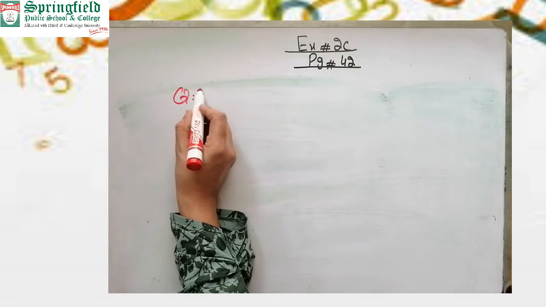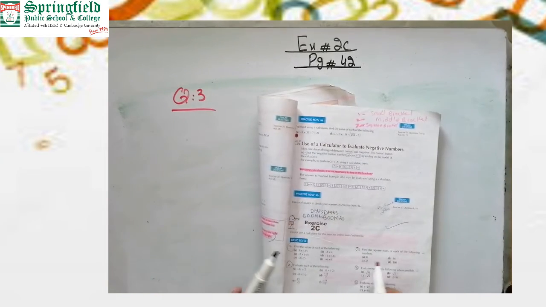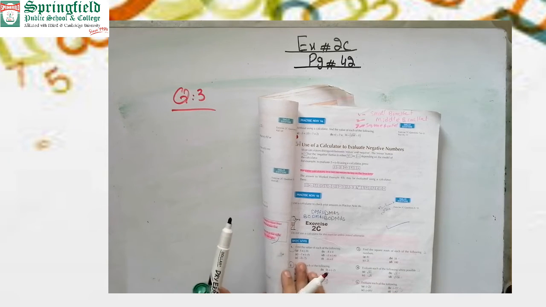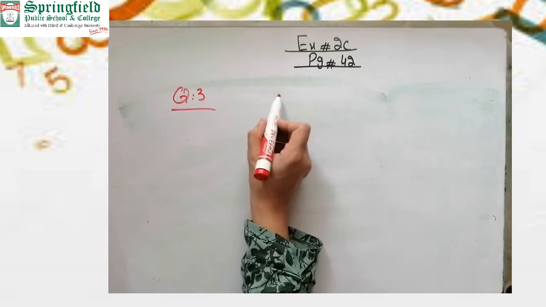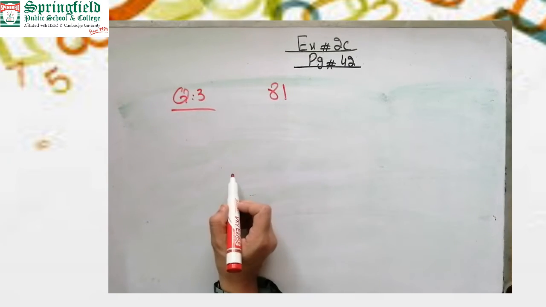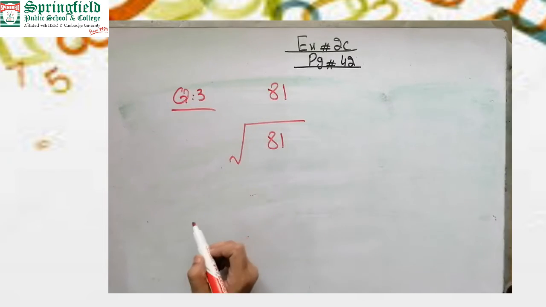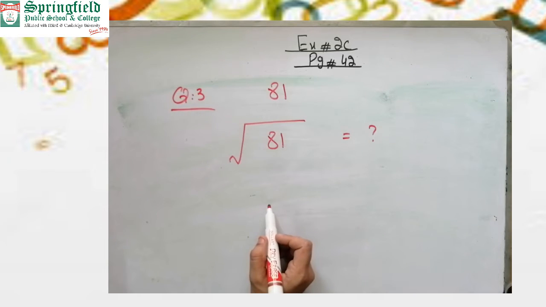And question number 3 is, in question number 3 they are saying find the square root of each of the following numbers. Find the square root. How we can find the square root of these numbers. Fine. So 81, the square root of 81. The number is 81. So how we can find the square root of 81? They are saying find out the square root of 81.